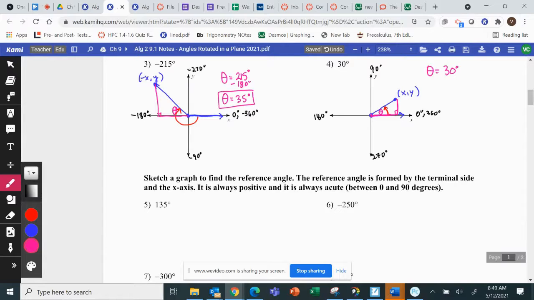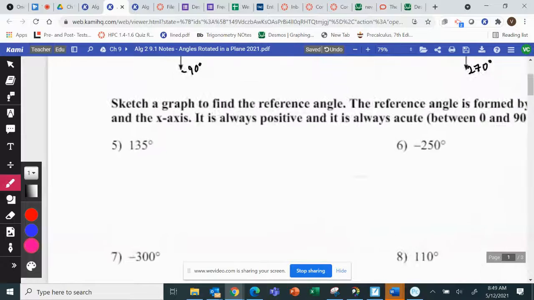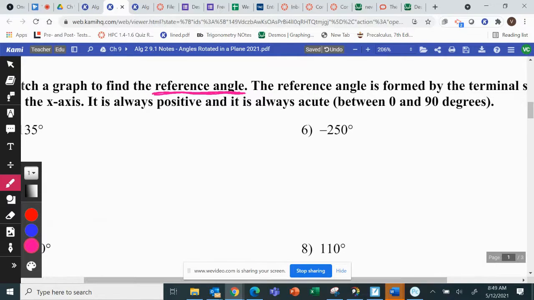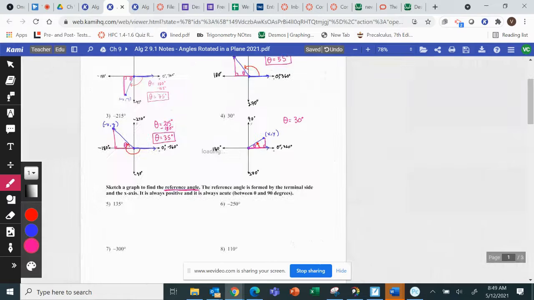Okay, so that's the first part of your assignment. The second part of your assignment has some vocab in it that I didn't tell you yet, but we just learned how to do it. So we're going to sketch a graph and we're going to find the reference angle. The reference angle is formed by the terminal side and the x-axis. It's always positive and it's always acute, which is between 0 and 90. So what we just did on numbers 1 through 4 in pink was finding the reference angle. I just didn't give you what it was called yet.